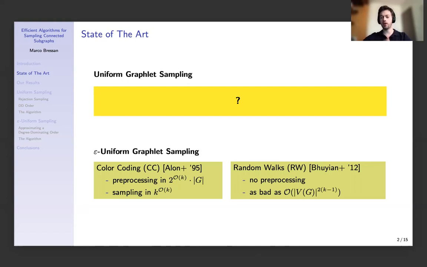It's a technique based on random walks. The problem of this technique is that the running time depends on the mixing time of the walk that it performs over the graph G. And that mixing time is not so easy to analyze. The best bounds known so far can be as bad as the number of vertices of G to the power of 2k-1. So that's very large. The question that we ask in this work is, of course, if we can do better.